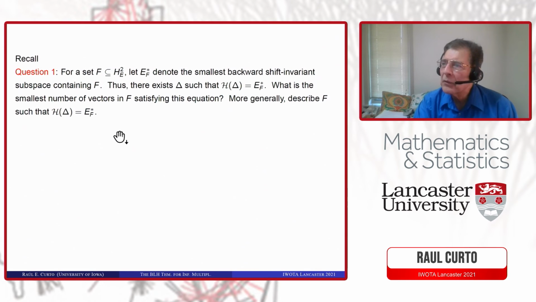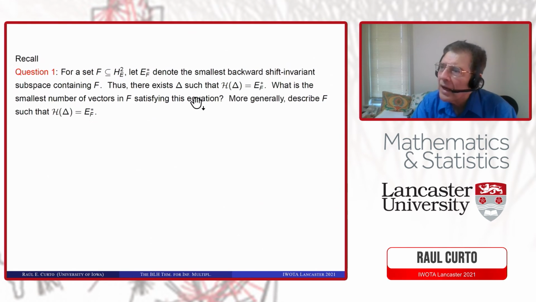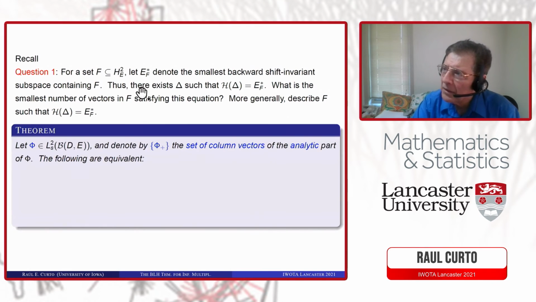So I'm going to recall question one, because now we have an answer for question one. We were taking a set F of vectors in H2E. We were forming EF star, the smallest subspace of H2E invariant under the action of the powers of the adjoint of the shift, right? Then there exists a delta so that EF star can be realized as a model space. And the question was, what's the smallest number of vectors in F, or can you describe it? So here comes the theorem.